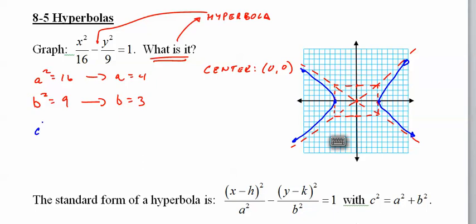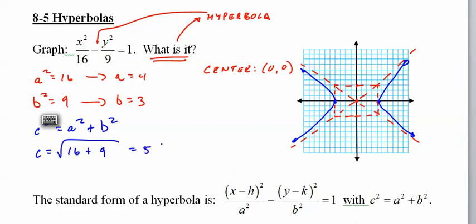To find the focus, the formula's changed a little bit. It's a squared plus b squared, so c equals 5, and you go from the center, 5, and those are your foci.